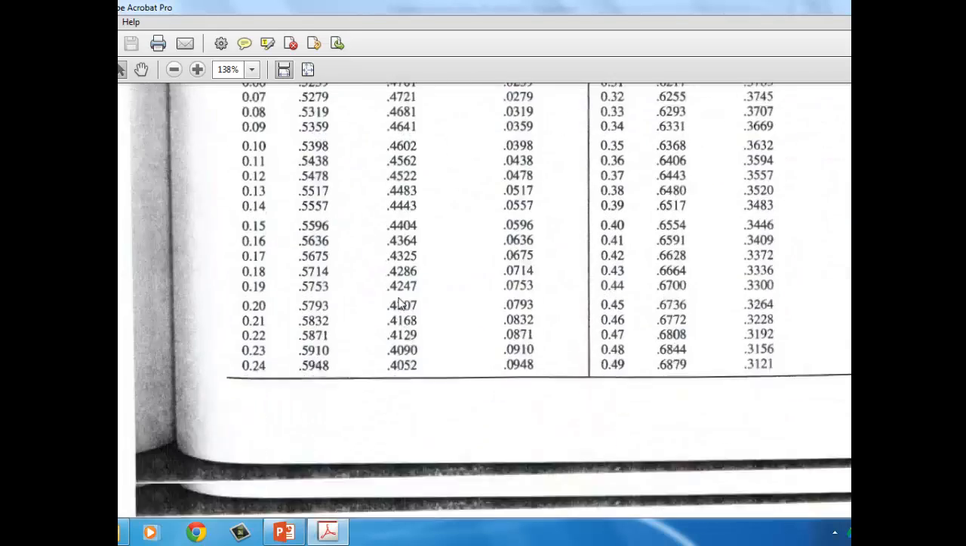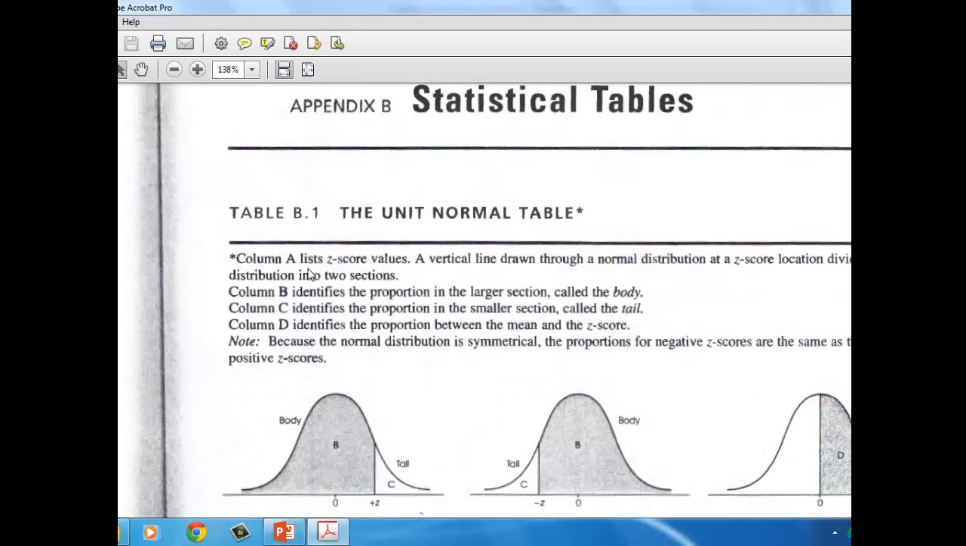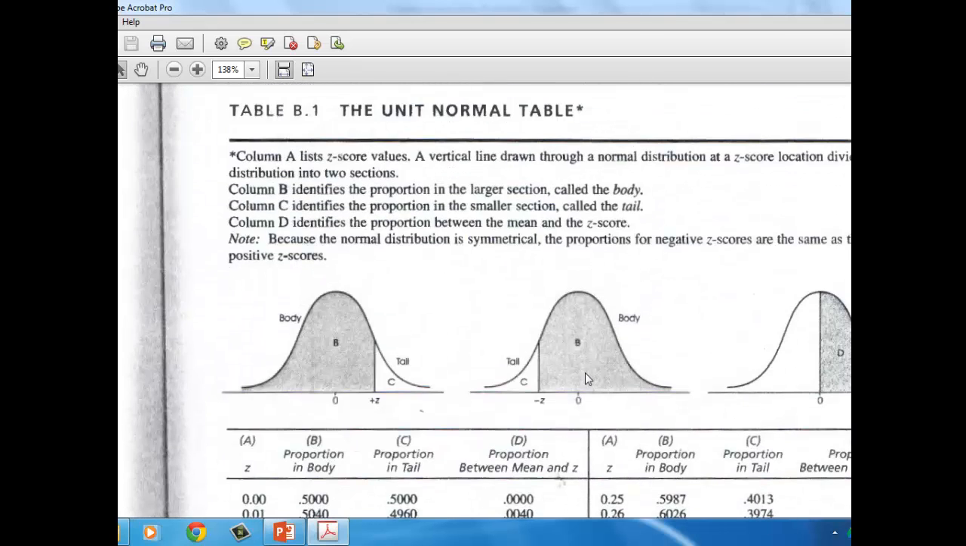So don't freak out. You're not going to have to memorize all these values. That would just be very cruel and unusual punishment that we will not subject you to. Okay, so the beginning of the unit normal table gives you a nice little description of what can be found in the unit normal table.